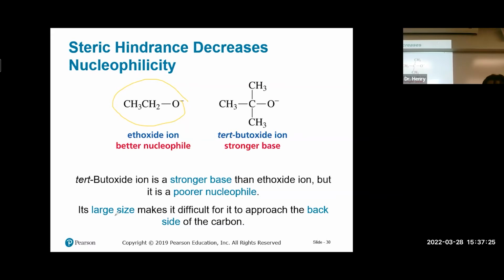And you guys know that because in the case of the nucleophile, it's going to be harder for it to hit that backside. So the bigger it is, the harder it is for it to go to the backside, right? Where in the case of something that's smaller, it's going to be able to get into the backside in an Sn2 reaction.